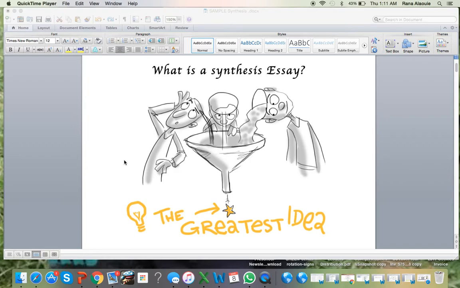So on the AP exam, you have three essays. You have the rhetorical analysis, you have the argumentative, and you have the synthesis essay. When you get to the synthesis essay, you'll know it's a synthesis because of the sources that will be attached to it. So you'll have between 6 and 7 sources on a given topic. At least one of those sources will be a visual of some sort. So it could be a photograph, a cartoon, a chart, graph, etc.